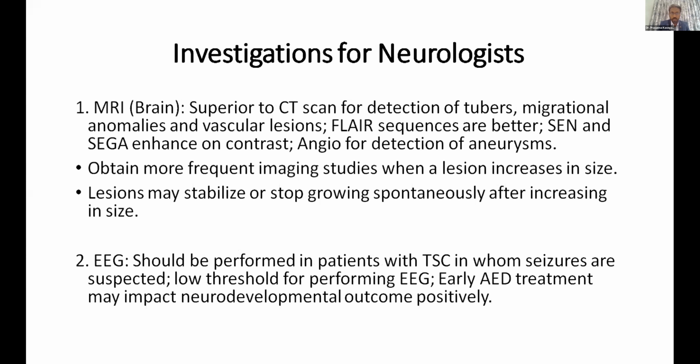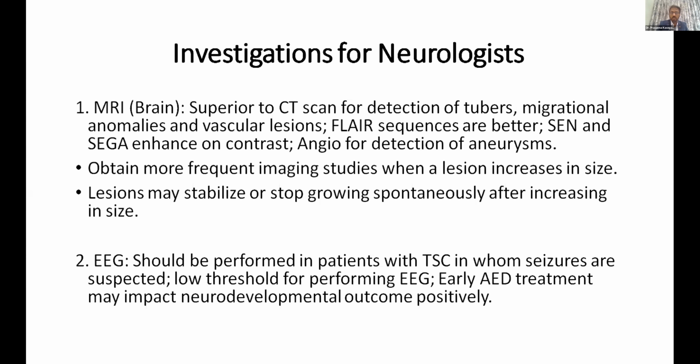So what investigations should we be doing? Obviously, we'll be doing MRI brain. Why? Because this is superior to CT scan in detecting tumors. It will also help us pick up migrational abnormalities and vascular lesions. FLAIR will be better because most of the lesions are periventricular, so FLAIR will obviously be better than T2. Subependymal nodules and SEGAs will classically enhance on contrast. However, if they are enhancing, it doesn't mean they are growing. Sometimes they are enhancing and they'll still remain stable for years together.